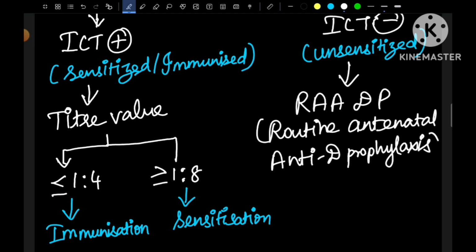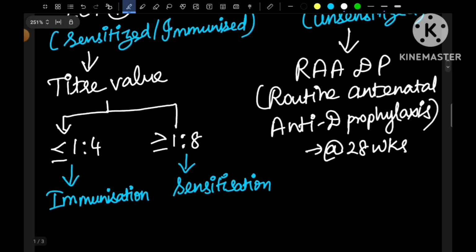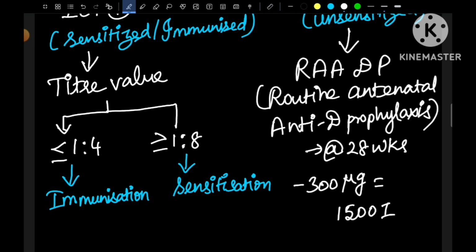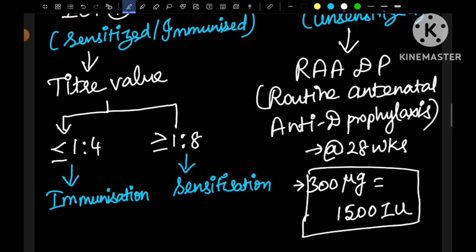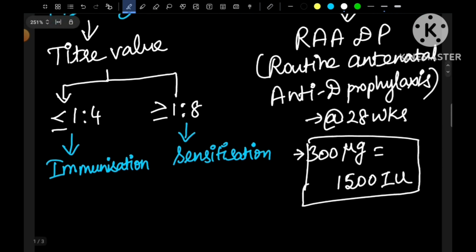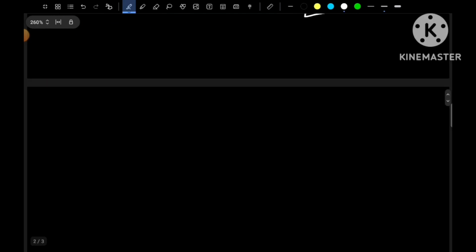When should we give this? At 28 weeks. We are checking ICT at 12 and 28 weeks, so at 28 weeks you have to give this RAADP, that is antenatal anti-D prophylaxis, 300 microgram, which means 1500 international units. One microgram is about 5 international units. Now let's move to the next page.